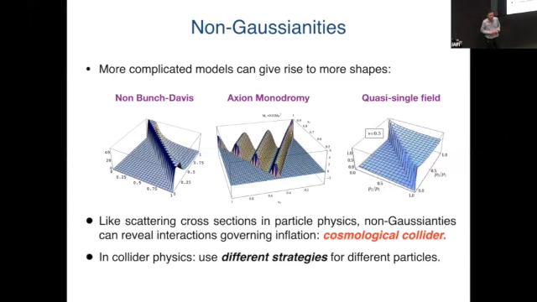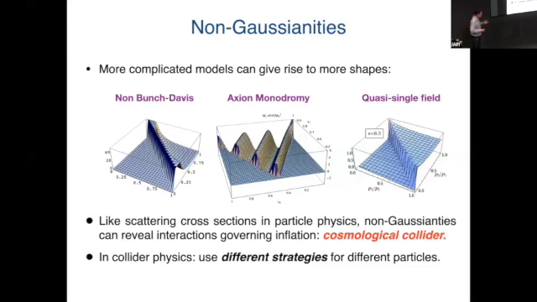For instance, if the inflationary potential is oscillatory, as in axion monodromy inflation, the shape of non-Gaussianity looks very different. It certainly falls outside the classifications that I've just mentioned. Now, like scattering amplitudes in particle physics, these non-Gaussian shapes can help us reconstruct the interactions governing the early universe. So for this reason, this subject has been rebranded as the Cosmological Collider Program.